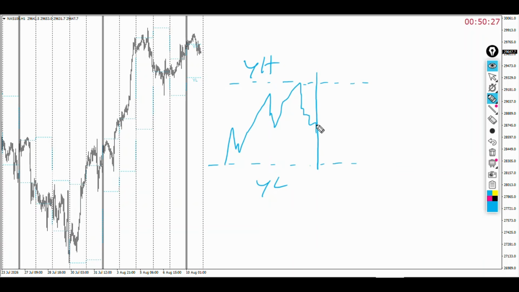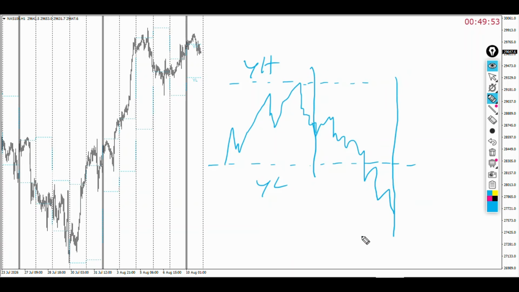Now let's say for example next day price is moving up, continues moving up, and this is where it closes above the yesterday high. This is the end of our trading day. This is what we call CIB, or close in breakout. It can happen on the downward side also. Let's say this is our daily separator, and price goes down, and at the end of the day it closes below the yesterday low. That's what we call CIB, or close in breakout.